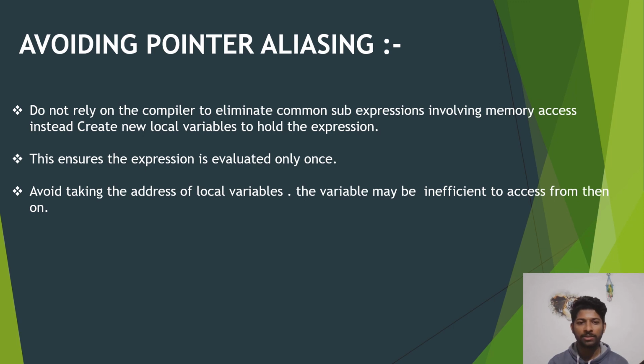So, what are the steps to avoid pointer aliasing? Do not rely on the compiler to eliminate common sub-expressions involving memory access. Instead, create new local variables to hold the expression. This ensures the expression is evaluated only once. Avoid taking the address of local variables, as the variable may be inefficient to access from then on.